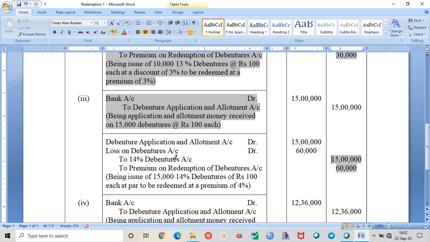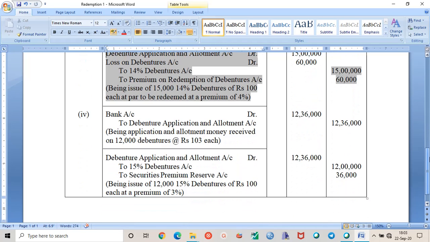So this loss will appear on the debit side. It is a nominal account, and the golden rule of nominal accounts is: debit all expenses and losses. So this loss on issue of debentures will be debited here. This is your second entry for case number three. Now let us move on to the last case, case number four.